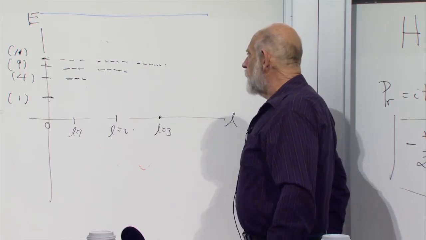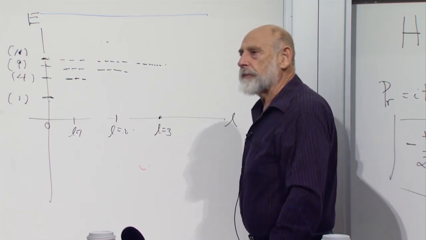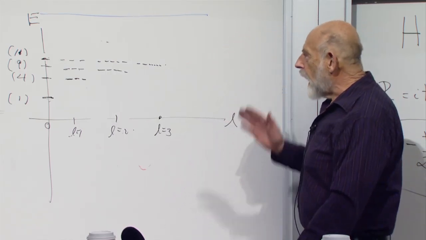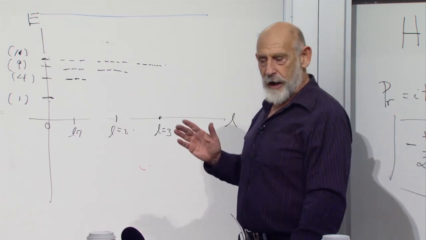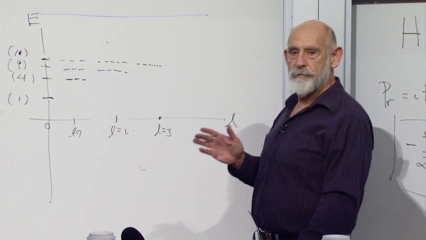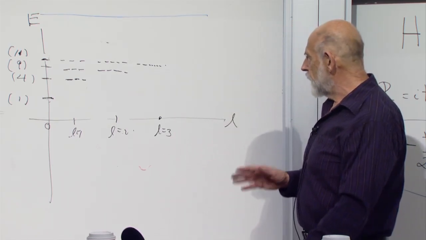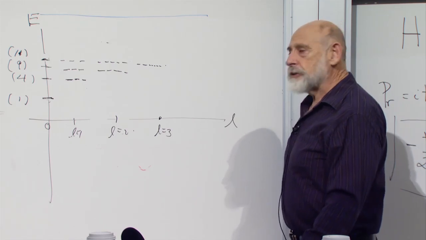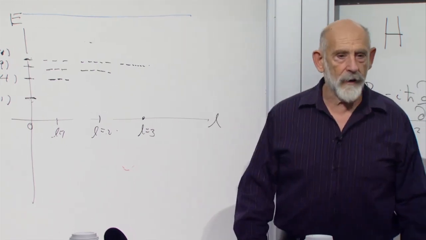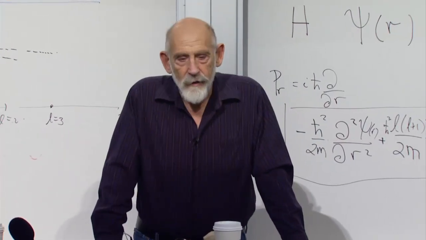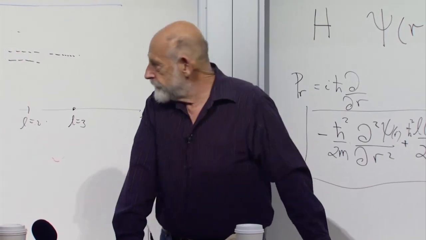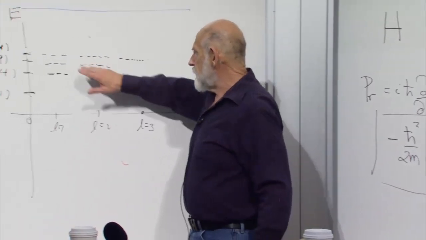And that's your spectrum of the hydrogen atom. That's the spectrum of the hydrogen atom in the idealized approximation: non-relativistic, perfect Coulomb potential. One state, the ground state. 4 states above it. 9 states above that.